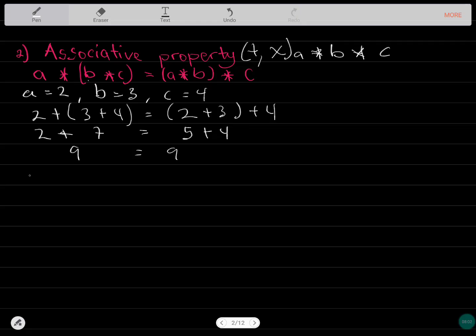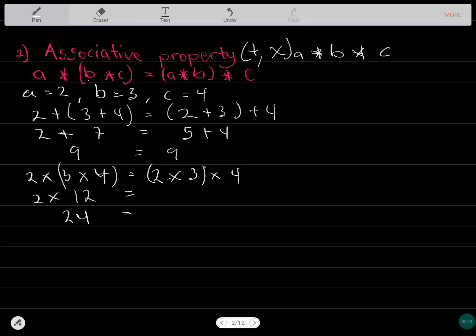Now let's try the same for multiplication. 2 times 4 times 2 times 3 times 4. We solve the latter first. On the right hand side, 2 times 3 times 4. We solve 2 times 3 first. So according to BODMAS, we need to solve what is in the bracket first, and that is going to give us 12. 2 times 12 is 24. On the right hand side, 2 times 3 is 6.